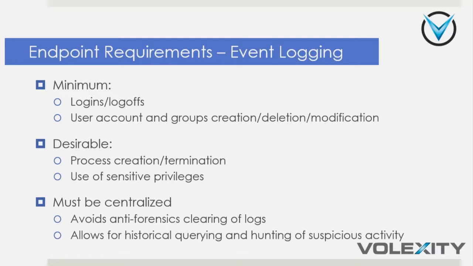Or this user account ABC123 was created, how many machines was that created on? Because now we know those are compromised and we need to go back and clean them up, versus having to go around the entire network looking at user account information to figure out what's there. Process creation and termination does have a few downsides to it.